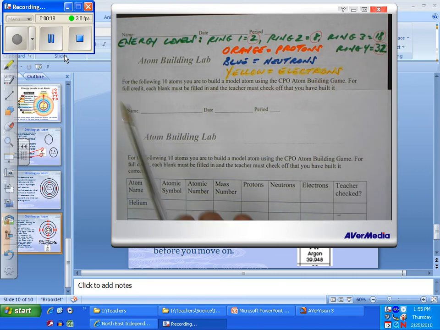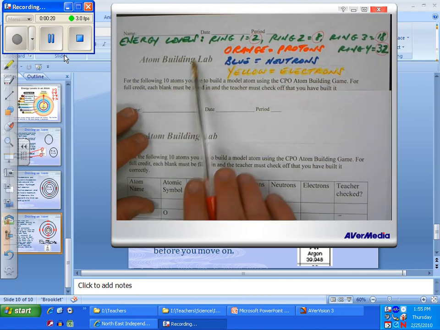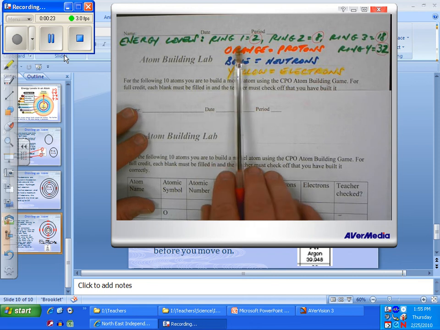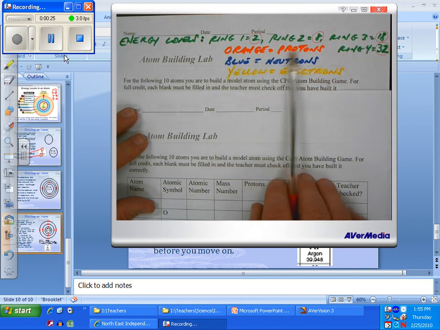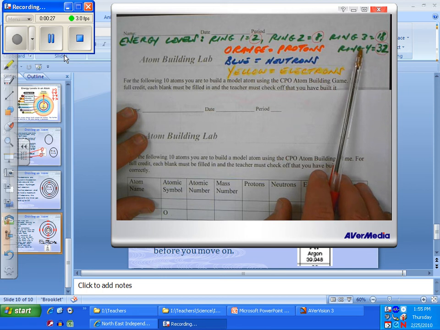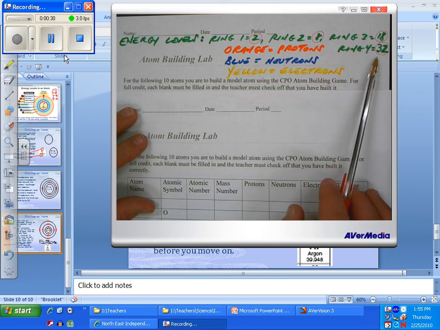The energy levels you need to pay attention to will be on the first ring, you can have up to 2. The second ring, you can have up to 8. The third one, you can have up to 18. The last one, you can have up to 32.